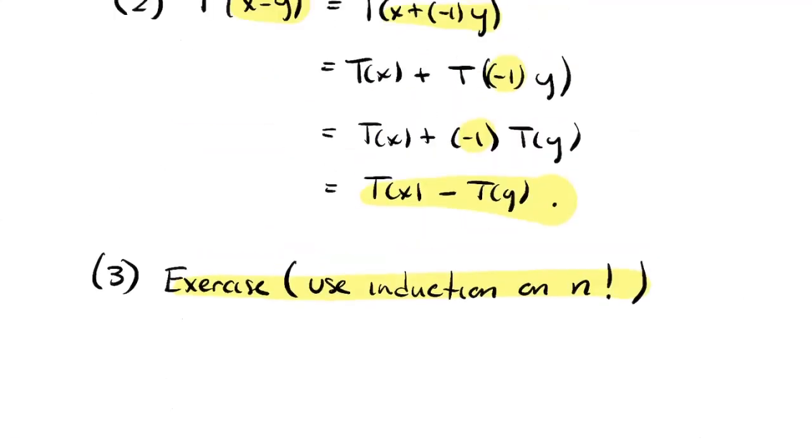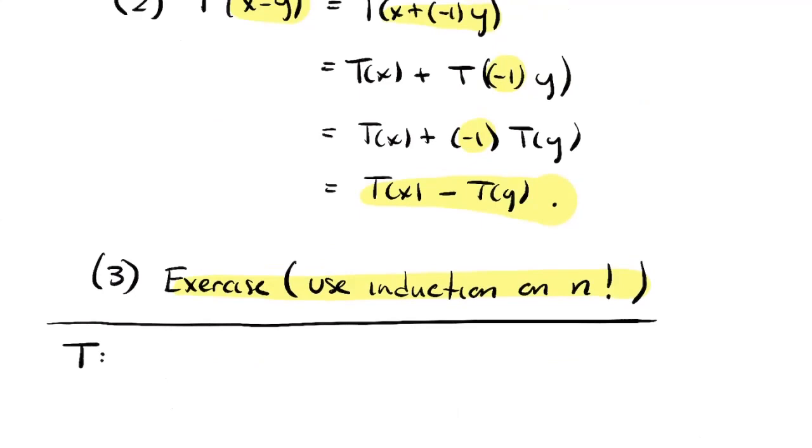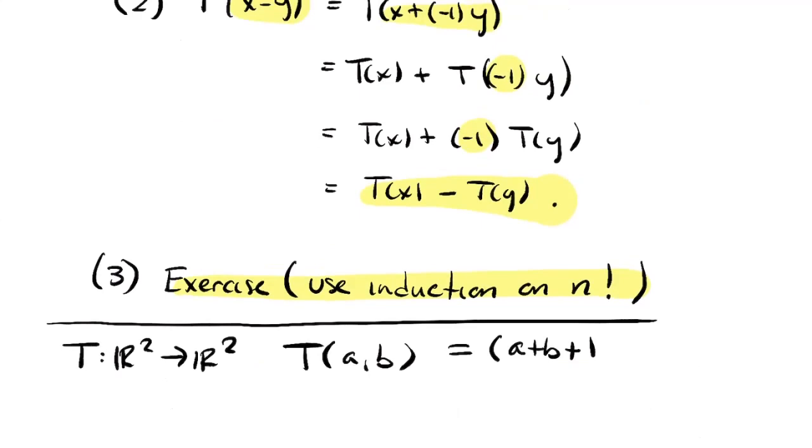Maybe I'll do it right here, since there's a teeny little bit of room. If I took a function, say from R2 to R2, and I say T of (a, b) is, I don't know, (a + b + 1, a - b). It's not linear.